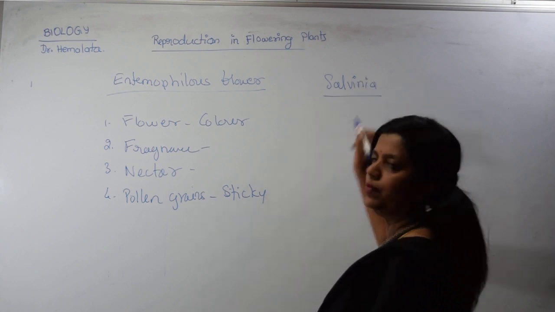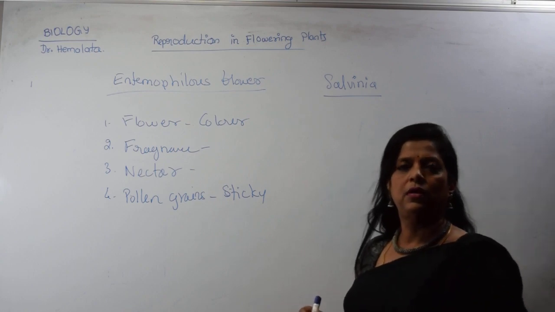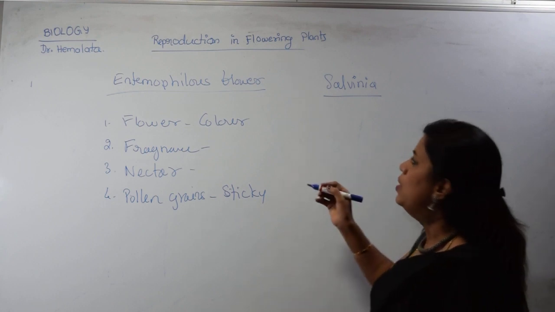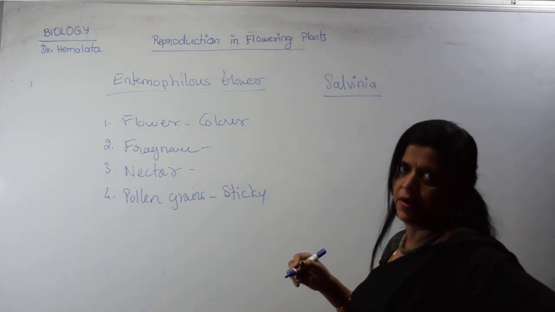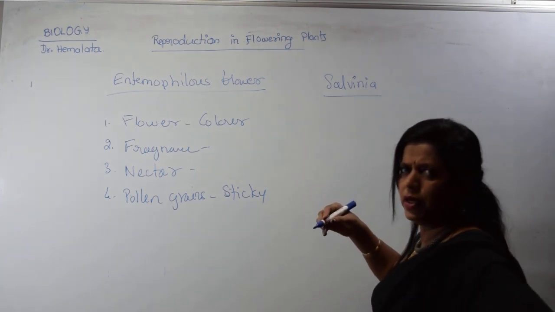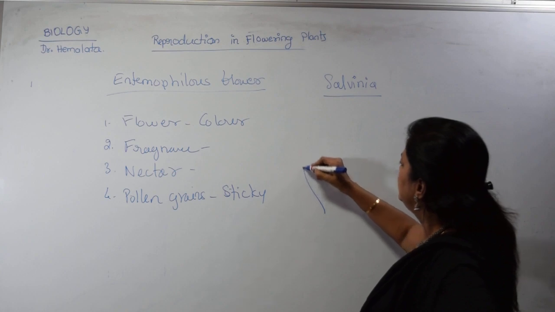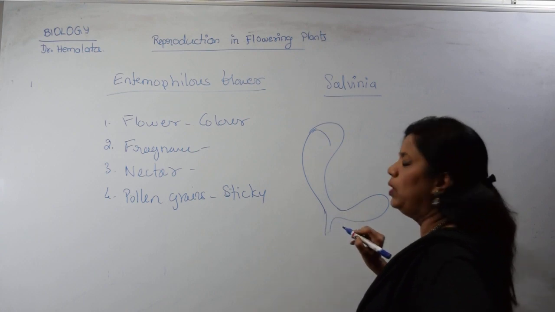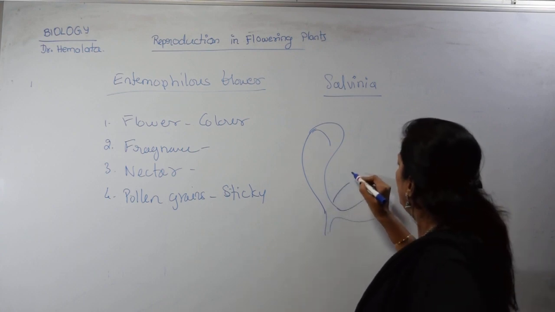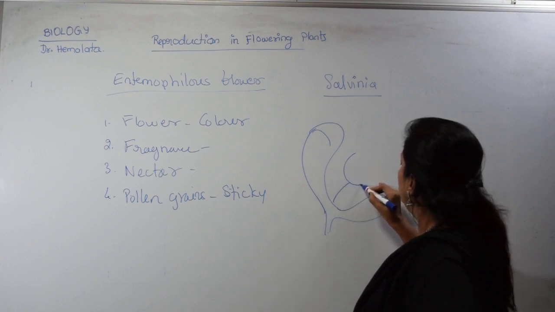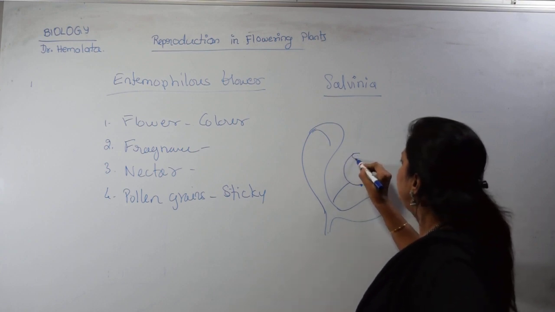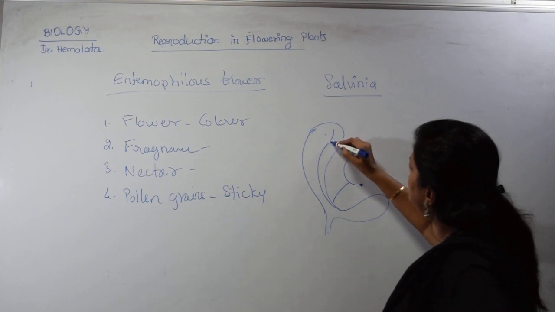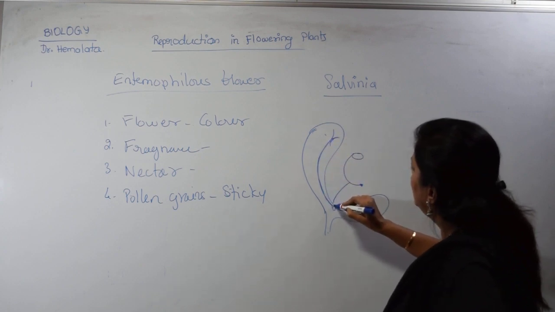Salvia is a plant from the labiate family, which will have lip-like petals. So it is the labiate family. It also happens in some of the orchids. Here is the lip-like corolla. And here it will produce anthers, one sterile and one fertile anther. Okay? And inside this there will be the stigma. This is the stigma, and this is the gynoecium.